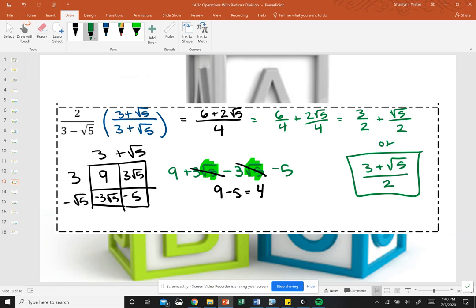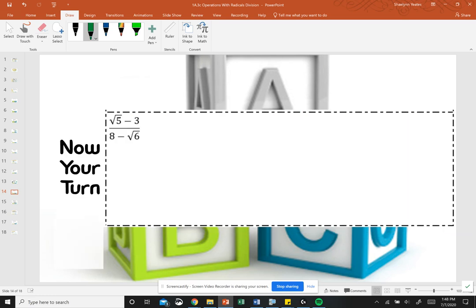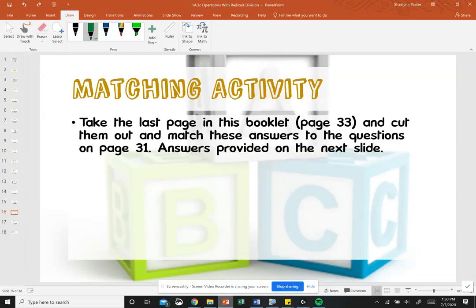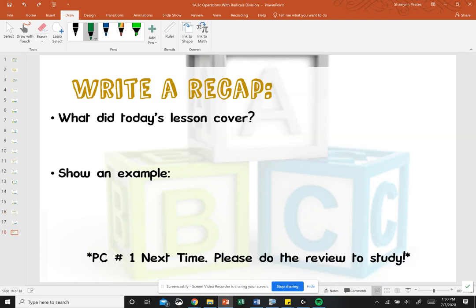Okay, that's it for my example there. So go ahead and try this one on your own. You've got this. All right, so on this last one, it's just a matching activity. You're going to be taking those on page 33, matching them to the ones on page 31. Go ahead and cut them out. There's a matching activity here on this Nearpod that you need to finish. And then once you finish that, go ahead and write a recap and show an example.